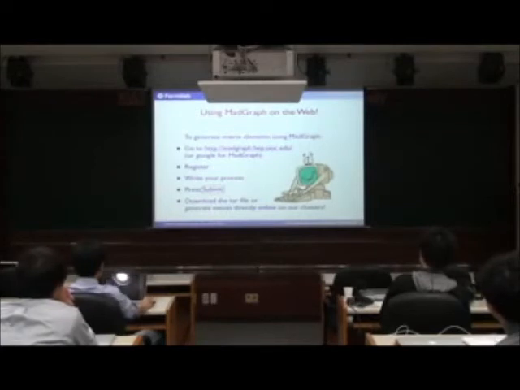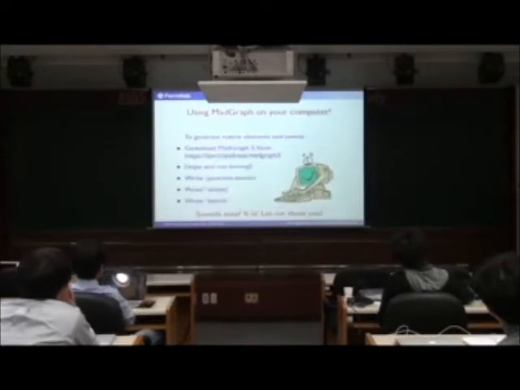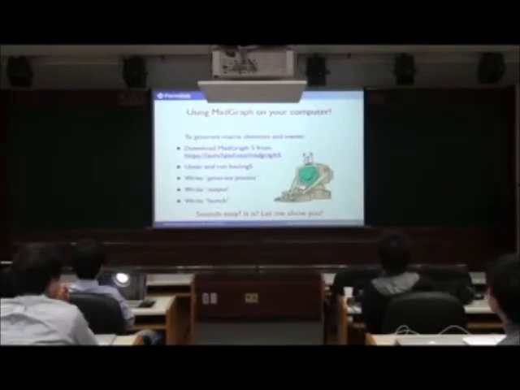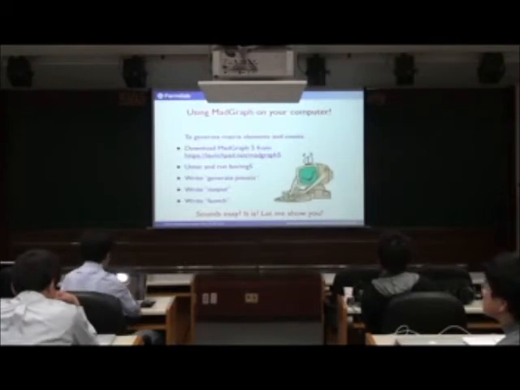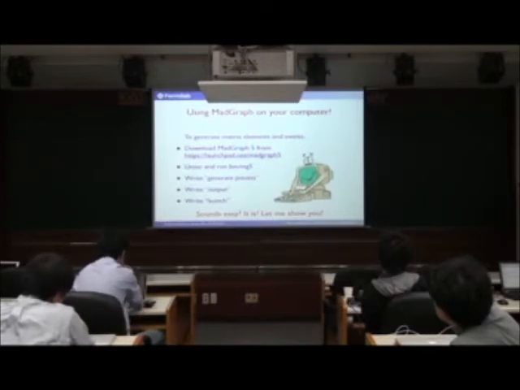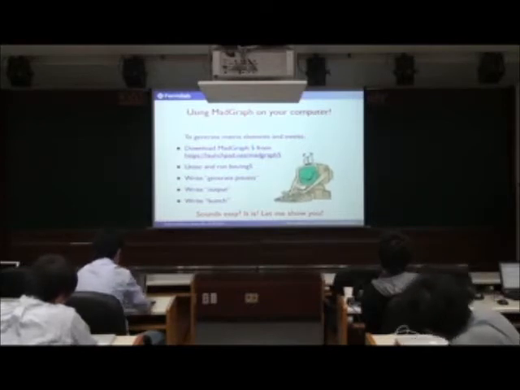So that's the really easy way to do it. But here we want to be a little more advanced. So instead, we'll use MadGraph on our own computers. What you do, I think you've all done this already: you download MadGraph 5 and check that it starts. Good. You untar the downloaded package. You run bin/mg5. You write generate and then your process. You write output and you write launch. So not so much more complicated.